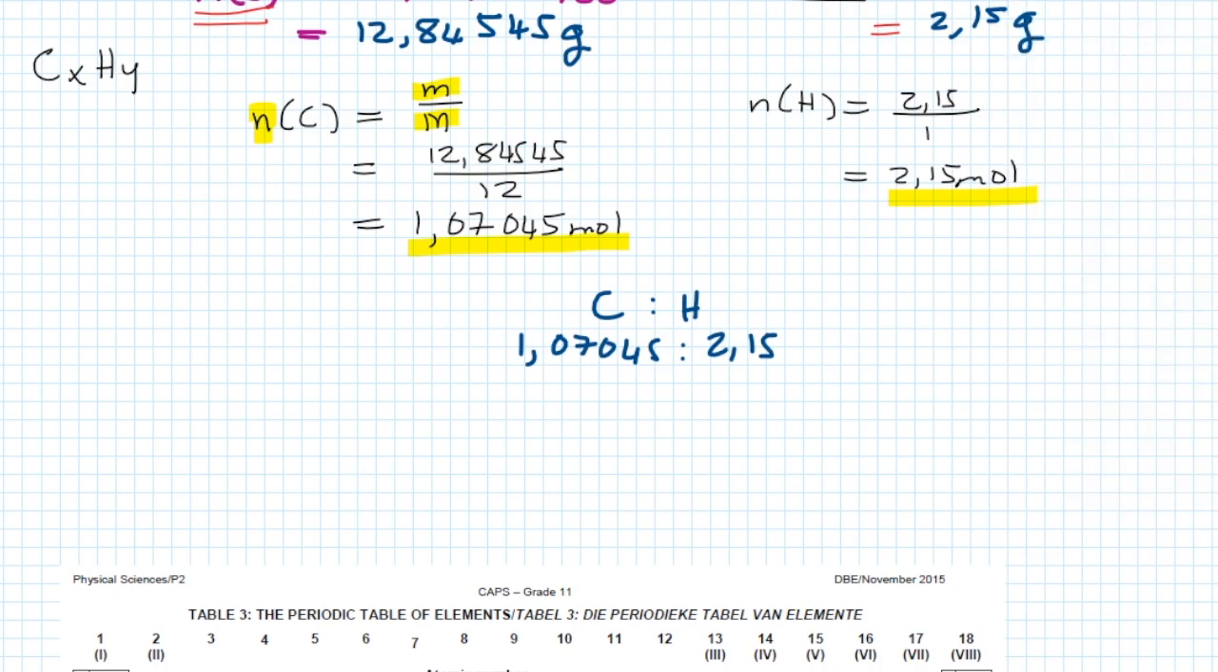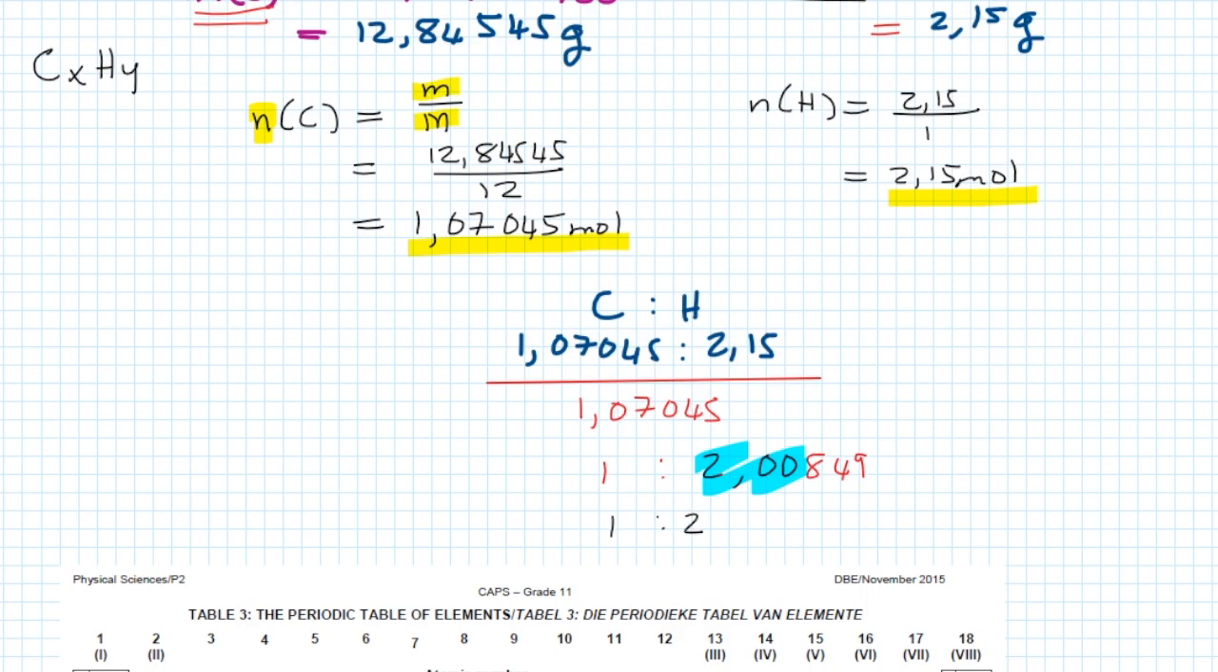So this is based on the method that you learned in grade 10. So we divide by 1,07045. We end up with 2,00849. Now that we've divided, we check to see, do we have any decimals like 3375 or 0 or 5? We don't. So we can simply round this off, and therefore the ratio is going to be 1 to 2.